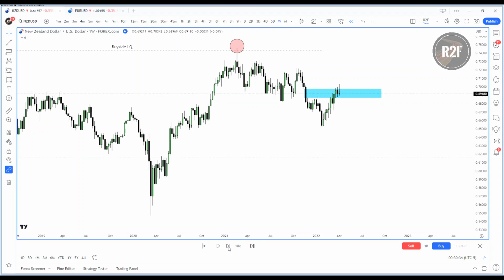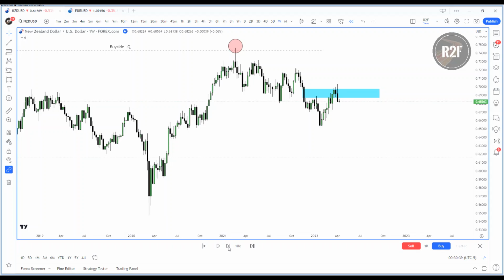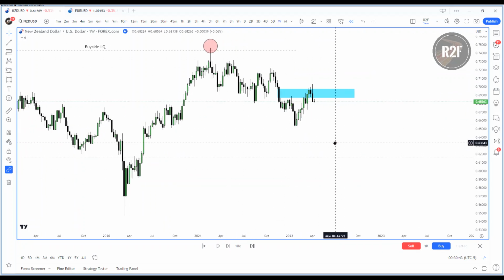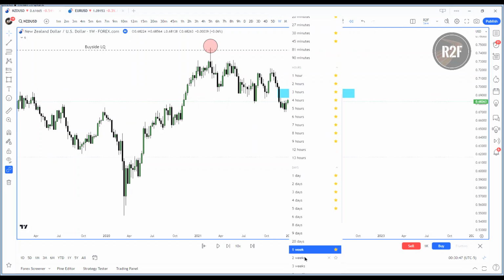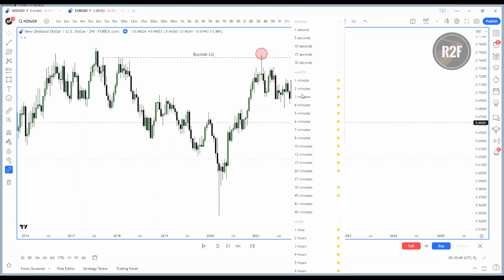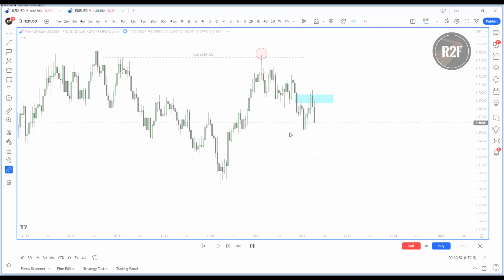Gyrating, high highs, comes down. Looks like a breaker on a lower time frame. Okay, so we start here. Let's see what it looks like on the 2 weeks, 3 weeks.